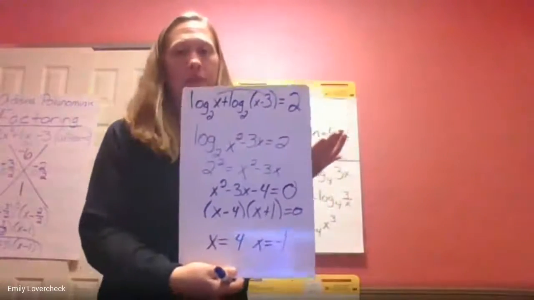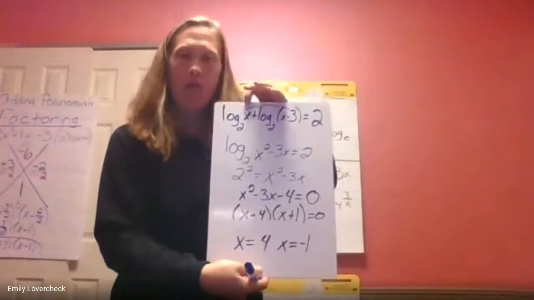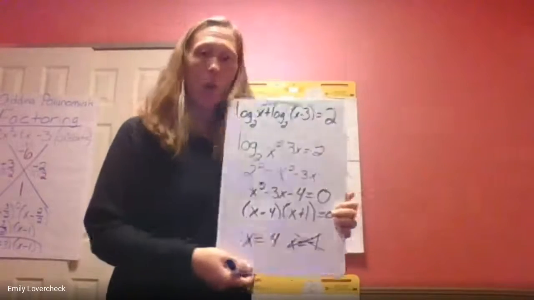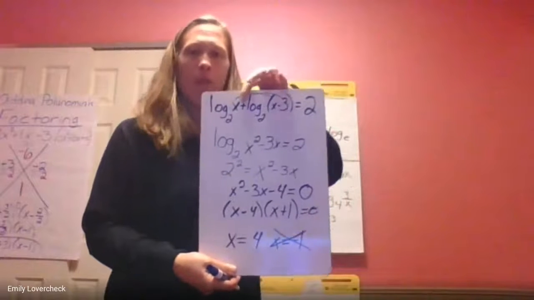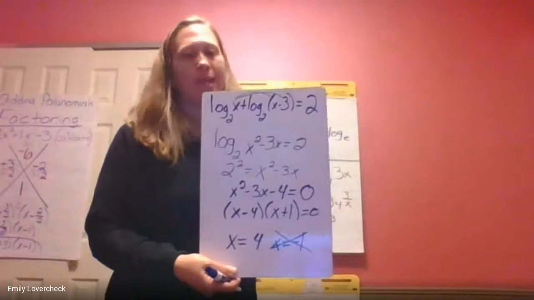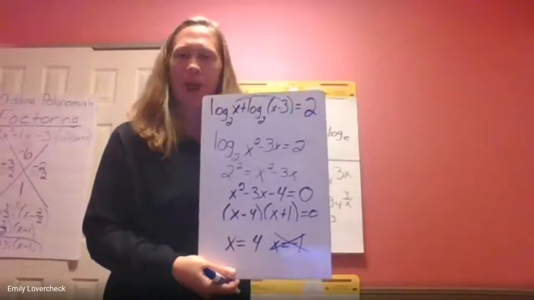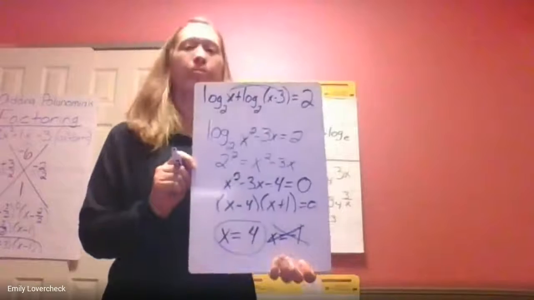However, I have to check them in the original problem and make sure they work. And remember that I said you can never do the log of a negative. So right away, I know this negative 1 is not going to work. Negatives can work if I plug it in and it becomes positive. But when I plug in a negative 1 here for the x, it stays negative, and I can't do that. Okay, unless there's a reflection or something, which we'll talk about with graphing. So my only answer here would be x equals 4.